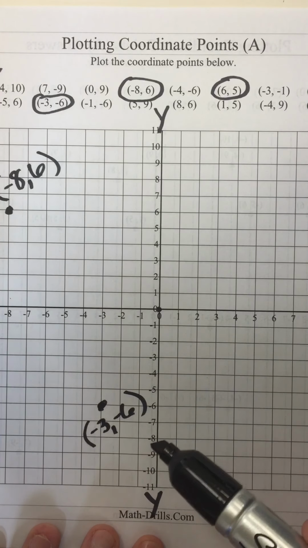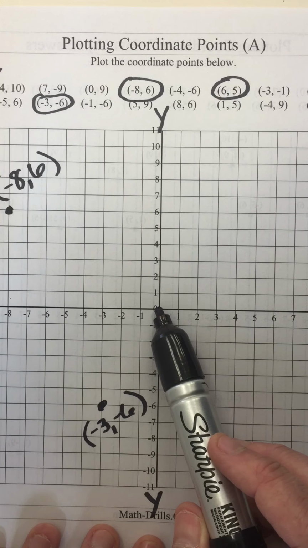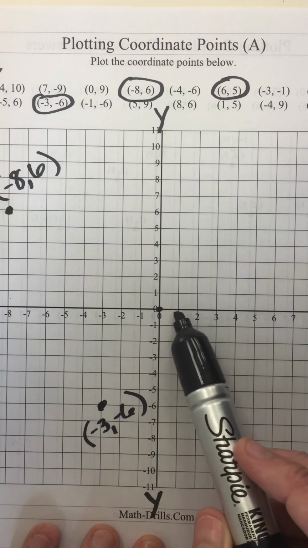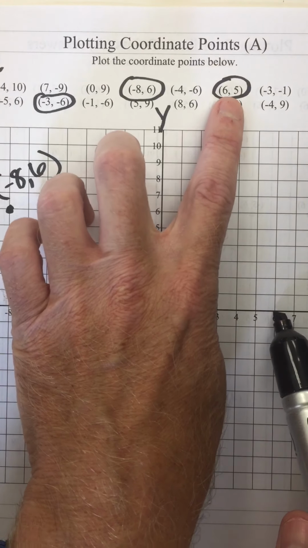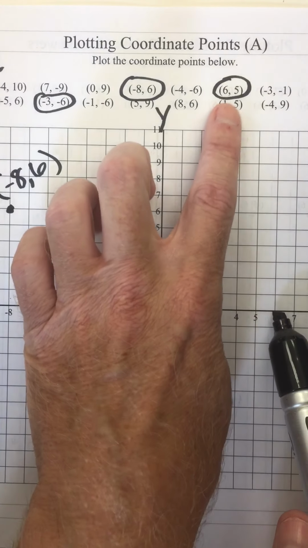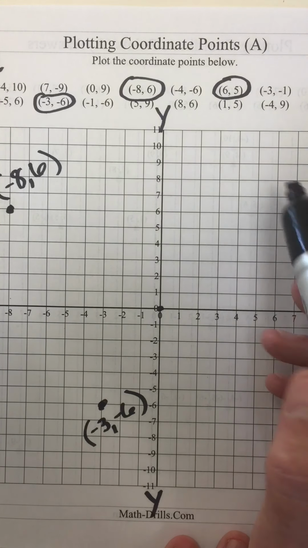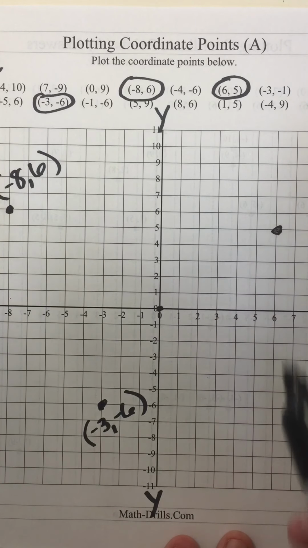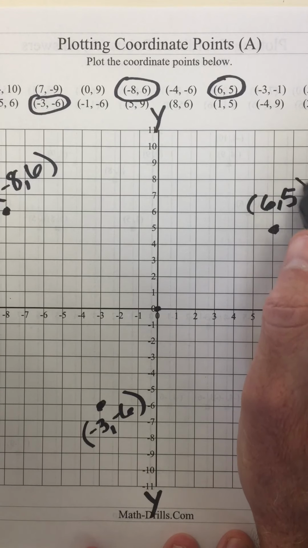We have +6, +5. The pattern again, I start at 0, 0. The first number tells me to go left or right. Because it's a positive number, I go to the right. 1, 2, 3, 4, 5, 6. The second number tells me up or down. If it's a positive number, I go up. If it's a negative number, I go down. This one is a +5, so I go up 5 places. 1, 2, 3, 4, 5, and I will put a nice big mark there, and then I will label it. So I would label that as 6, 5.